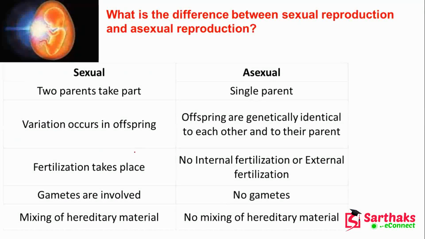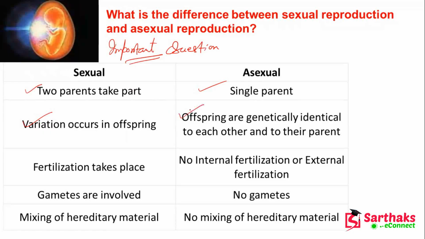Now, the difference between sexual and asexual reproduction is a very, very important question, so please write down this one. Two parents take part in sexual reproduction, but in asexual reproduction a single parent will take part. Variation occurs in offspring in sexual reproduction, while in asexual reproduction offspring are genetically identical to each other and to their parent.